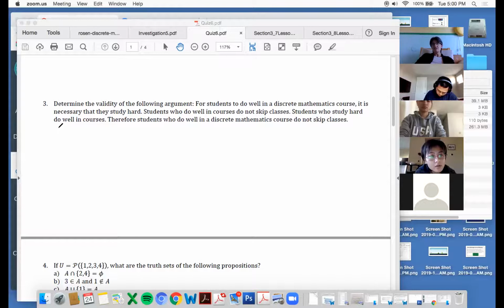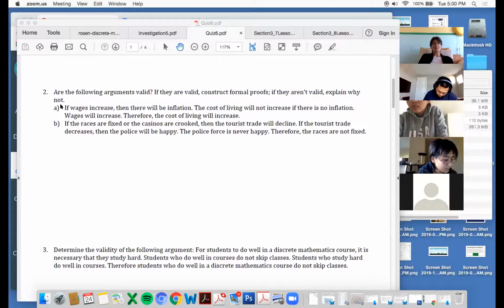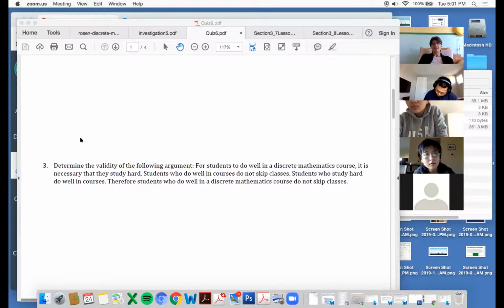You can do it with the laws of logic. After you translate it, you don't need the truth table. You can prove it like we did number 1. And same for number 2. These you don't need truth tables for. You can do it with the logic laws.